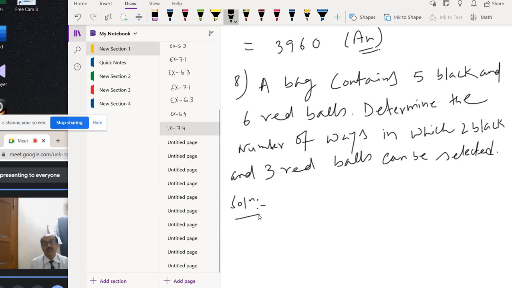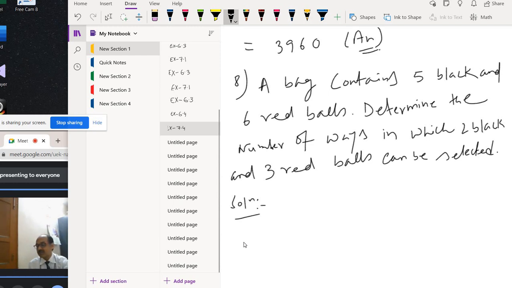A bag contains 5 black and 6 red balls. Determine the number of ways in which 2 black and 3 red balls can be selected. So there are 5 black, sir, the first will be 5C2 because we have to select 2 balls from that. From 5 black balls we need 2, so 5C2, and from 6 red we need 3, 6C3.